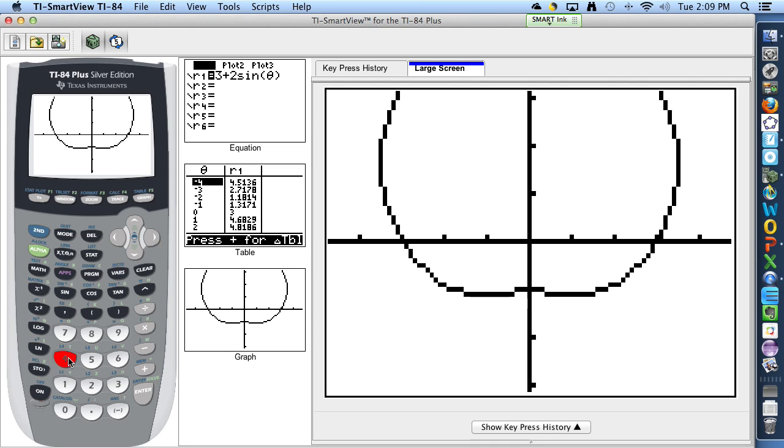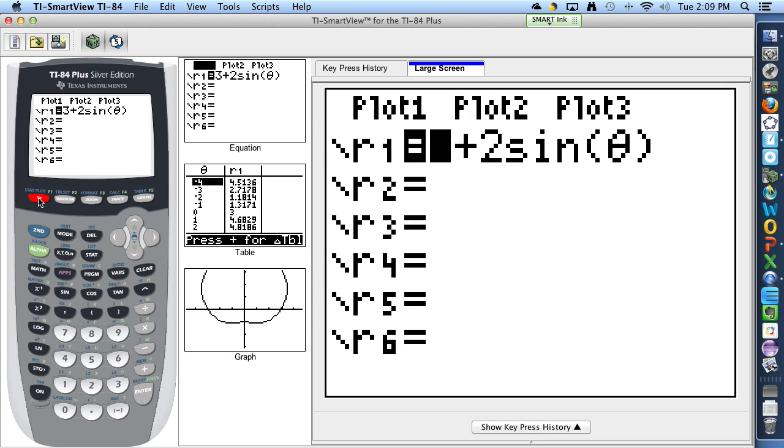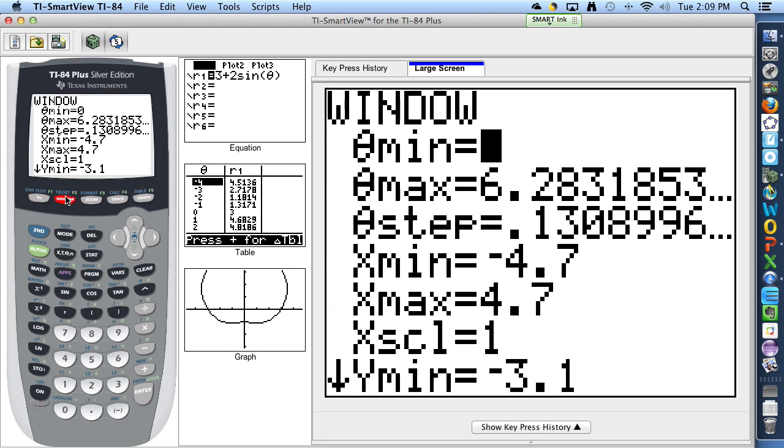Okay. So here's my r, and I want to show you, when you go to your window, very similar to when you were in parametric mode, you have to tell it what sort of values of theta you want to plug in. Now I'm in radian mode, so I'm going from 0 to 2 pi, and a theta step of around 0.1 is good. If you use something like 2 or 5, it'll be really chunky. You want something like 0.1. If you do 0.01, it'll just take forever to plot.